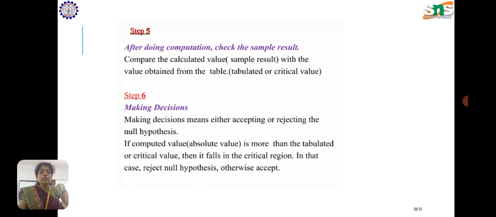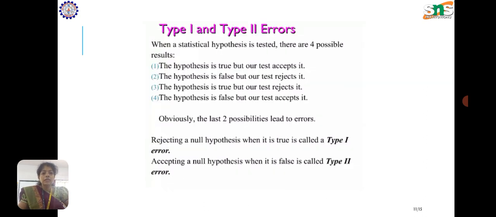Then we have type 1 error and type 2 error. When a statistical hypothesis is tested, there are 4 possible results. The hypothesis is true, and the test accepts it. The hypothesis is false, and our test rejects it. The hypothesis is true, but our test rejects it. The hypothesis is false, but our test accepts it. These are the 4 types we have.